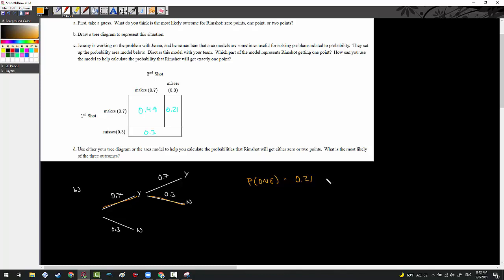And it says using either your tree or area model, calculate the probabilities that he'll get either 1 or 0 points. And so the probability of 0 points is going to be 0.3 or 30%, and the probability of getting 2 points is going to be 0.49 or 49%. The most likely is that he's going to earn both points. So again, intersection here for the 2 points, or you could have done 0.7 times 0.7. Okay, let's go and take a look at the next problem here.